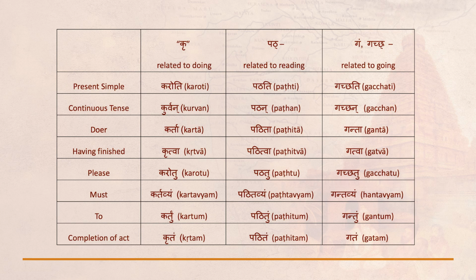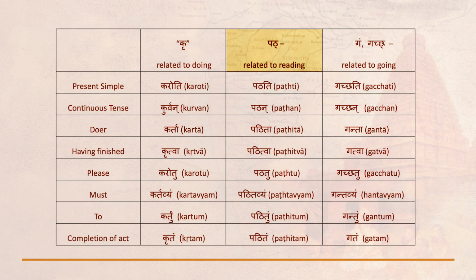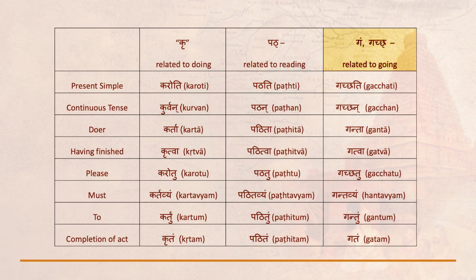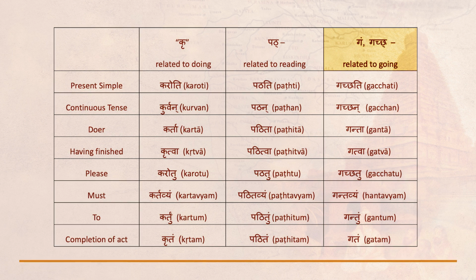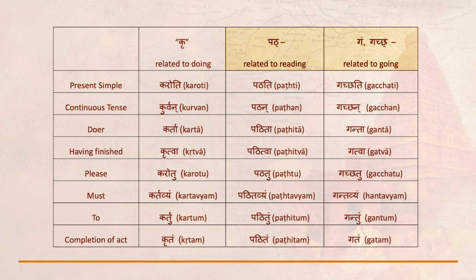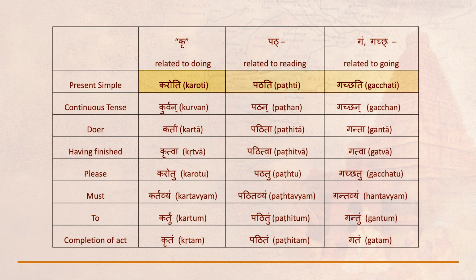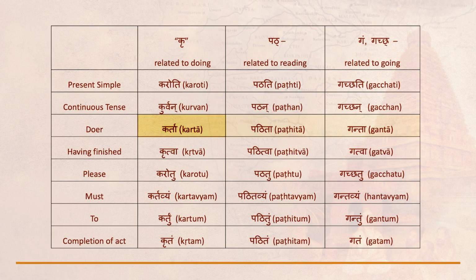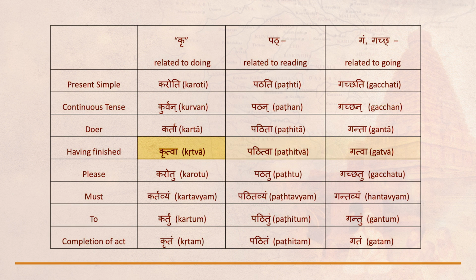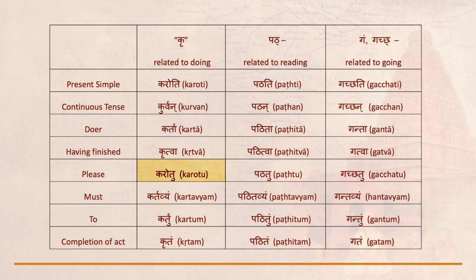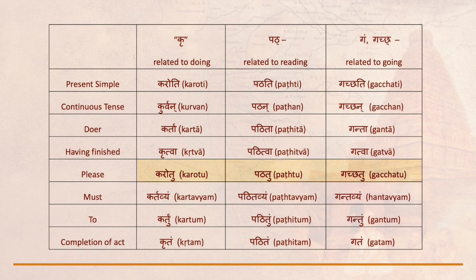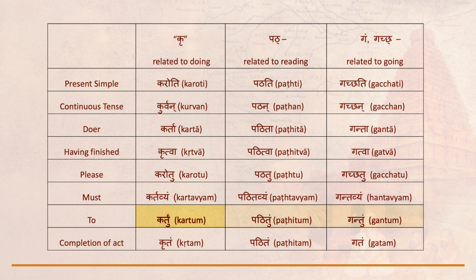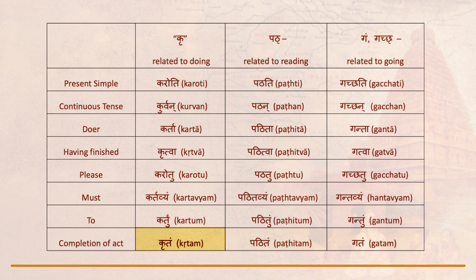Now you see two more verbs there. Pat in the meaning of reading and gam, gach, related to going. So let us see how the equivalent words are there for these two roots also. Like karoti it will be patati and gachati. Like kurvan it will be patan and gachan. Like karta it will be patita and ganta. Like kritva it will be patitva and gatva. Like karotu it will be patatu and gachatu. Like kartavyam it will be patitavyam and gantavyam. Like kartum it will be patitum and gantum. And like kritam it will be patitam and gatam.